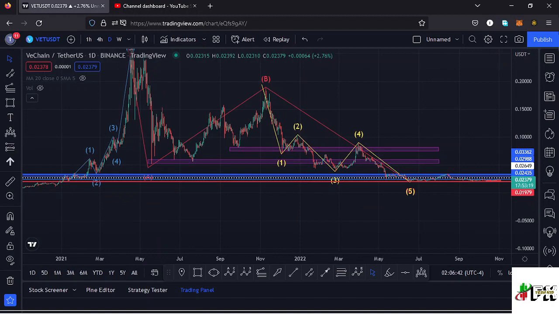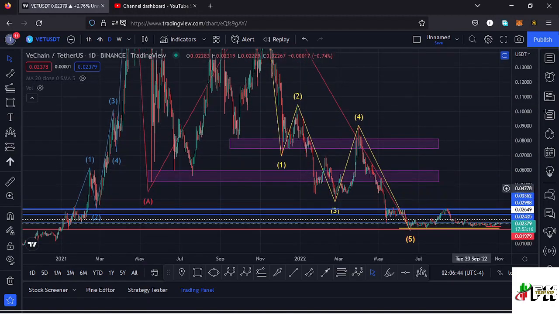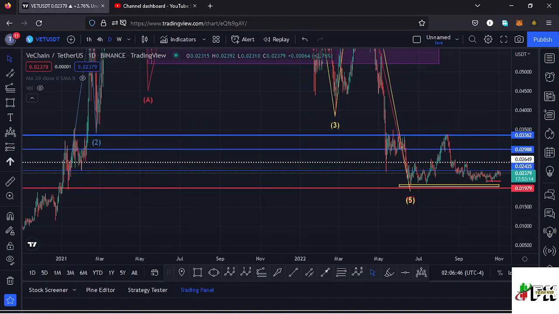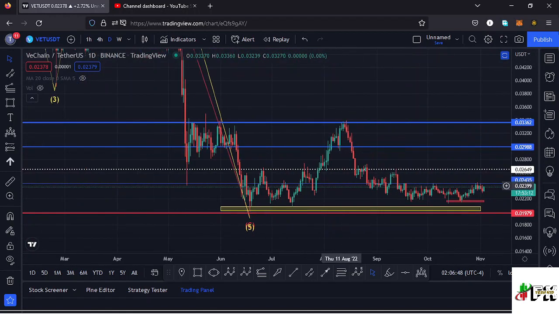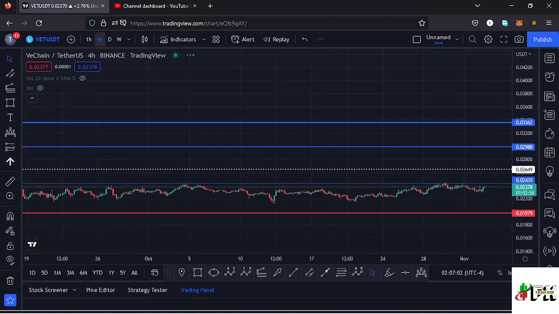Starting my analysis here on the daily chart, after making our low down there, we saw a very nice bounce to the upper side in a movement that has managed to break above key areas of resistance, then got to the key area of resistance at around the $0.03362 mark. We got rejected and we are seeing a massive pullback to the lower side. Jumping to the 4-hour chart for further analysis.